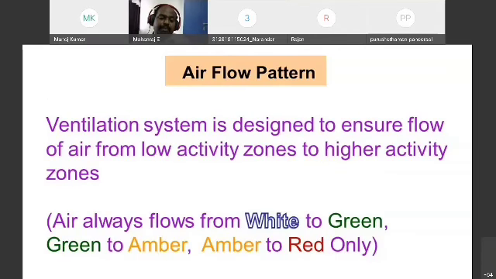How do you maintain the airflow pattern? This is through air balancing. We will have supply grills and ducts first, and we will be regulating the airflow through the dampers and diffusers.